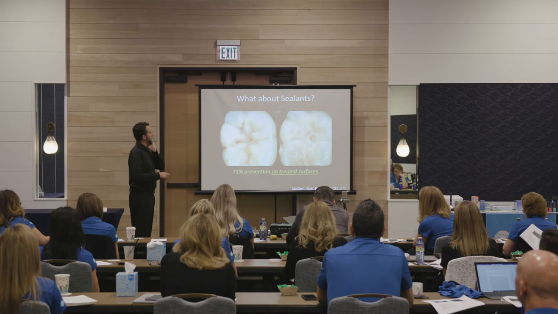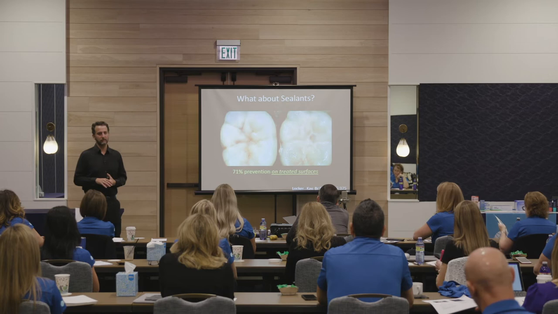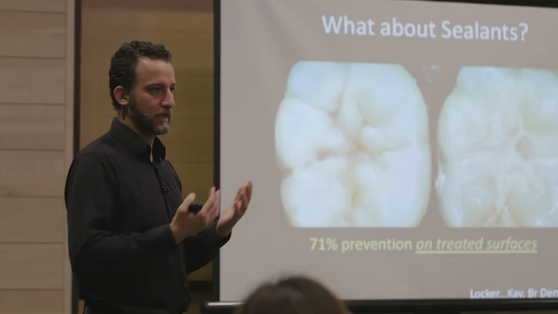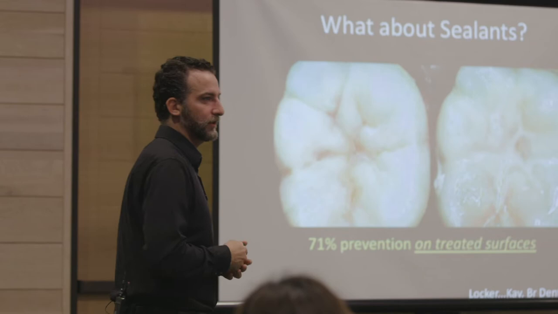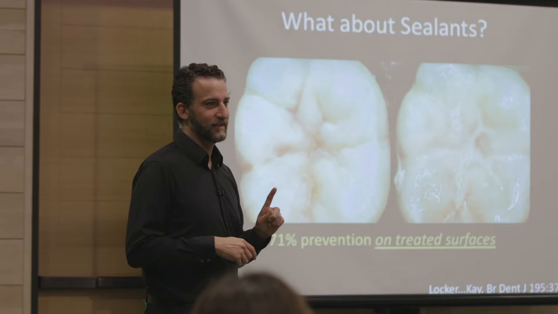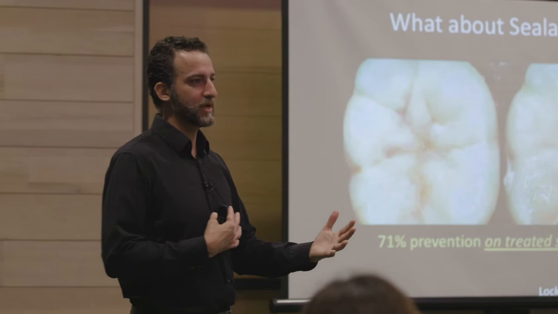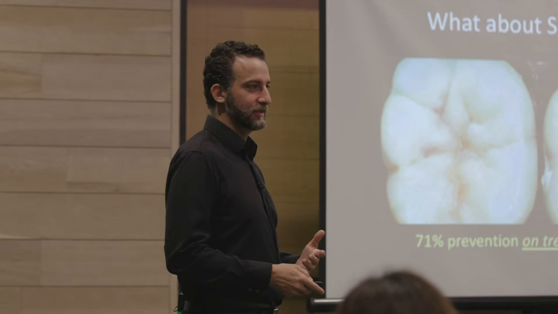Right, sealants. Sealants work. The number there is about 71%. That doesn't treat the whole mouth. What it does do is prevent cavities on the surface that you put it on. Except, what if that sealant material were active and exchanged minerals with the saliva that helped to strengthen the tooth and prevent cavities? Anybody know of a material like that?